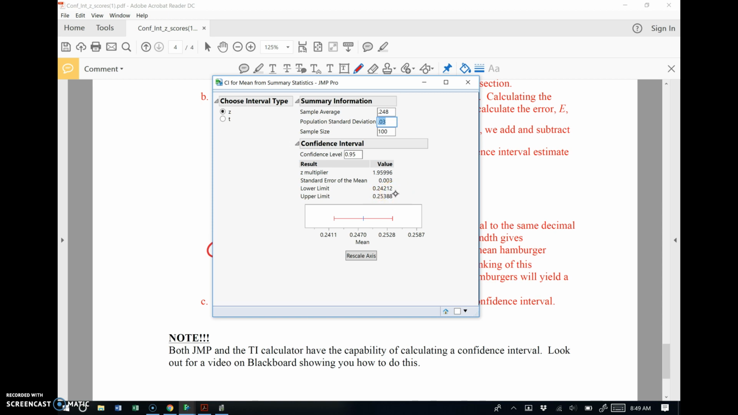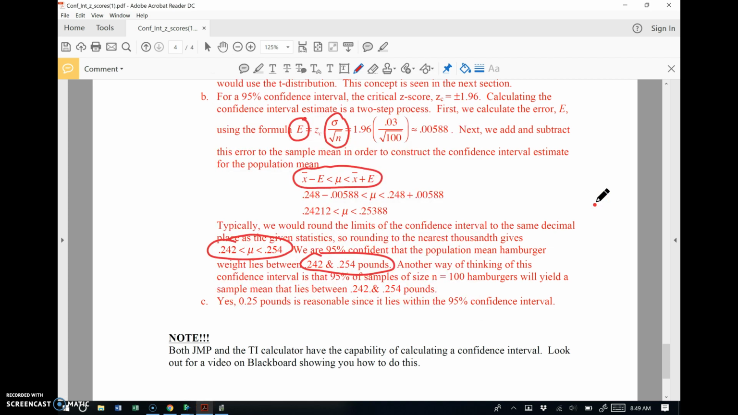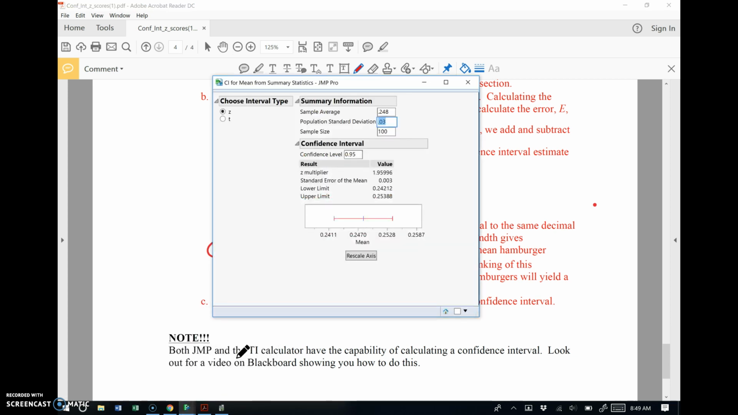Now, a couple of things that JUMP also gives you, which is kind of neat. The first thing it gives you is what they call the Z multiplier, which is 1.95996. That number should look familiar because that is the critical z-score, z sub c, for a two-tailed scenario using the normal distribution. It's a famous z-score for 95% with two tails. We usually approximate it to 1.96, and JUMP writes it as 1.95996.